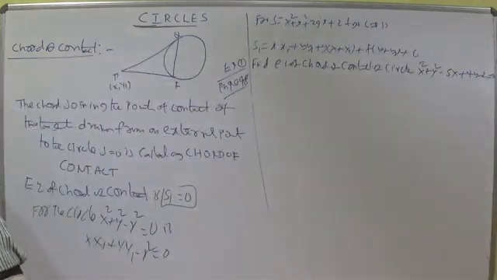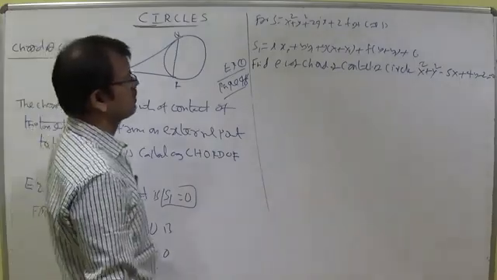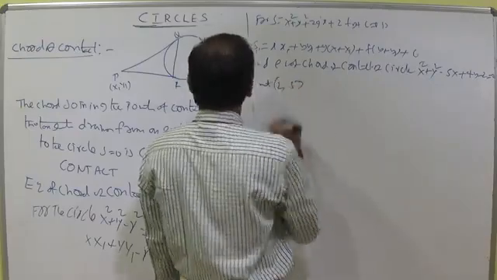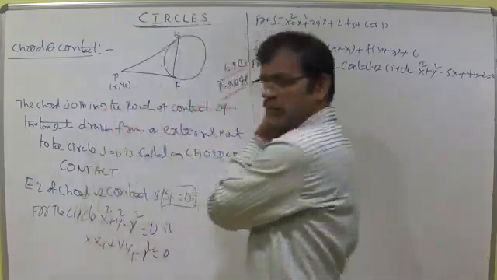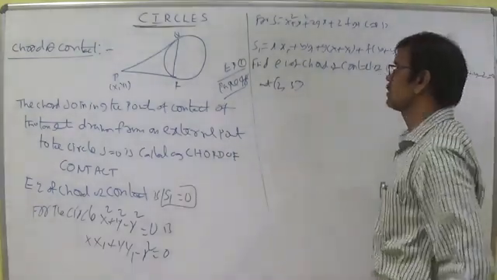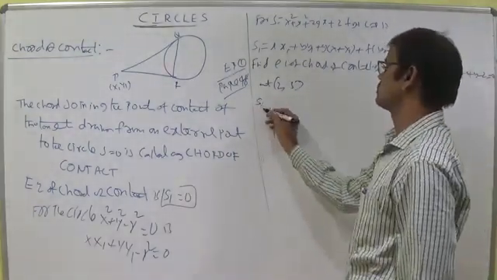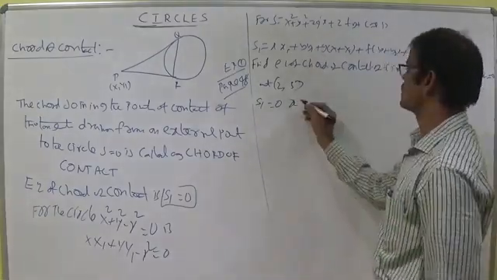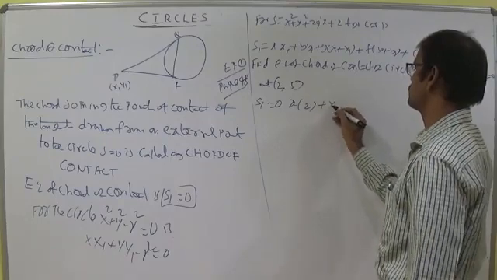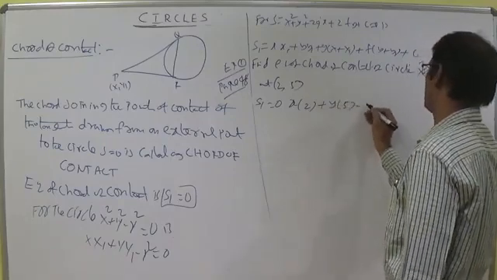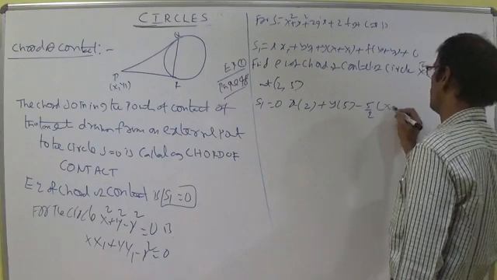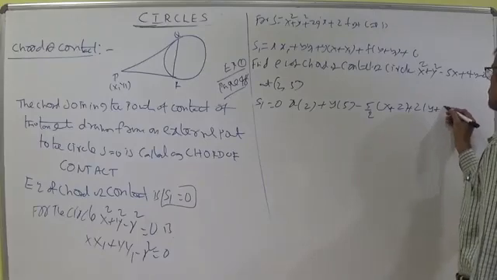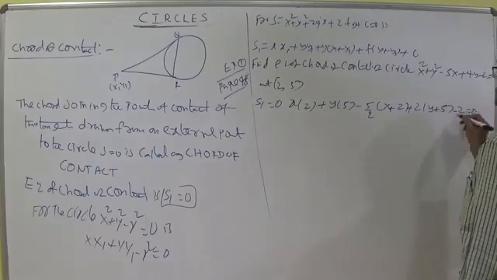From the point (2, 5), the chord of contact. So this is the point (2, 5). From (2, 5), the chord of contact is S1 equal to 0. Simply you write S1 equal to 0, and the notation we already mentioned here. So this is (x1, y1). So x into 2 plus y into 5 minus 5 by 2 into (x plus 2) plus 2 into (y plus 5) minus 2 equal to 0.